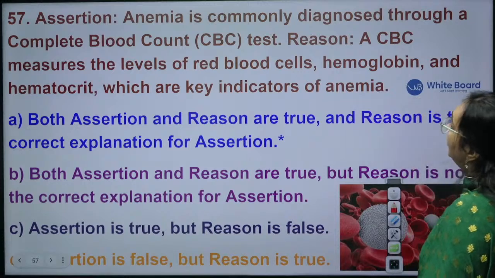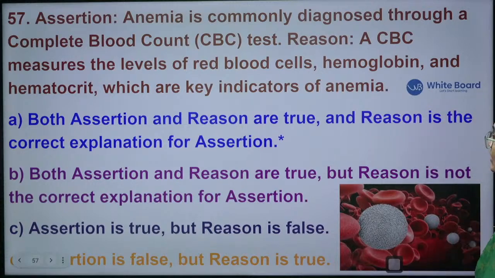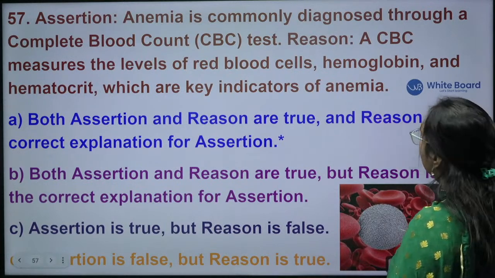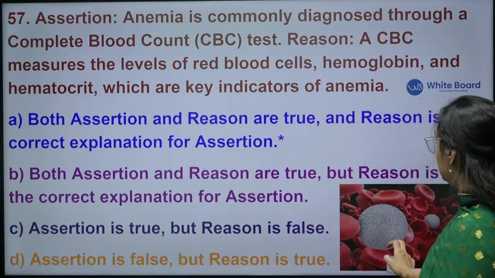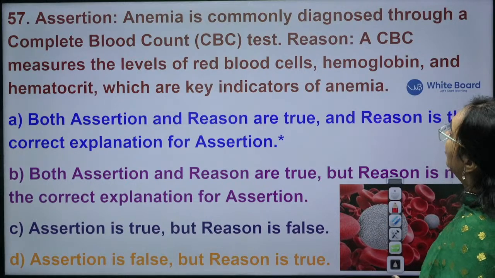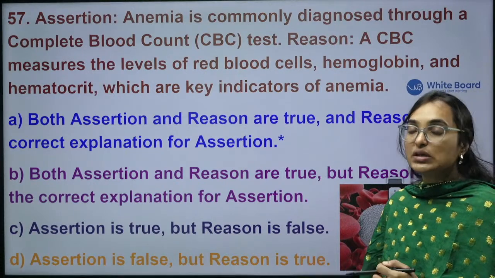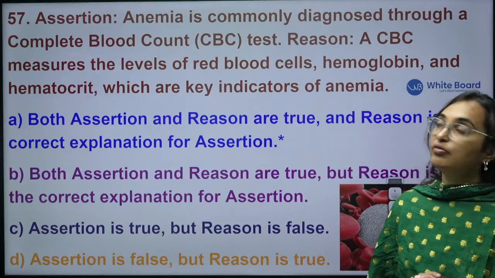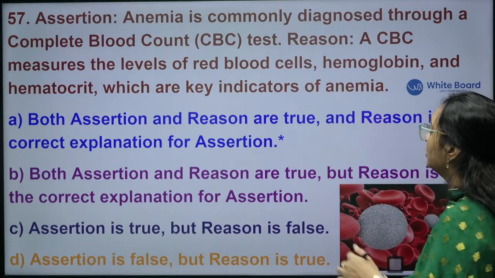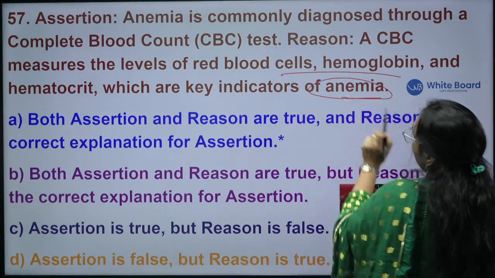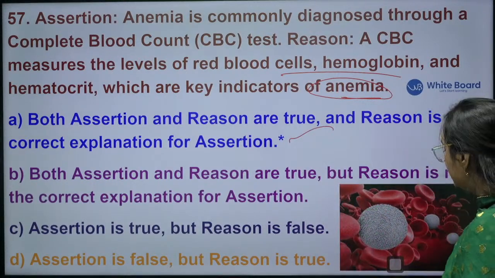Anemia is commonly diagnosed through the CBC test. Yes. The reason is that a CBC measures the levels of red blood cells, hemoglobin and hematocrit, which are indicators of anemia. So anemia is commonly identified through the CBC test. The CBC test will give you information about the levels of RBC, hemoglobin content and hematocrit. These are all indicators of anemia, that is why. So the assertion is correct and the reason is the correct explanation. Answer is A.